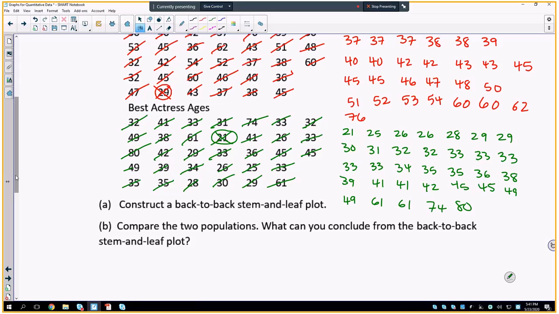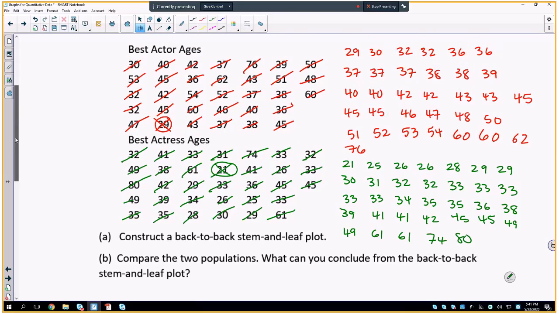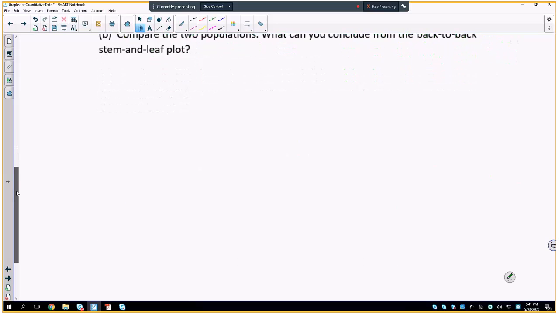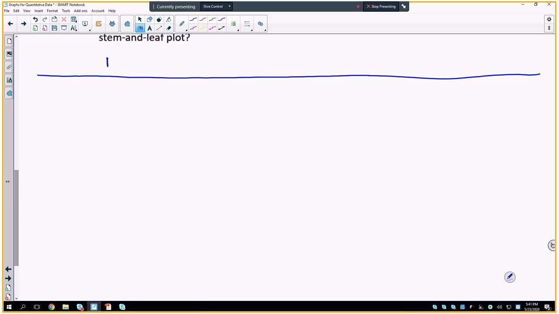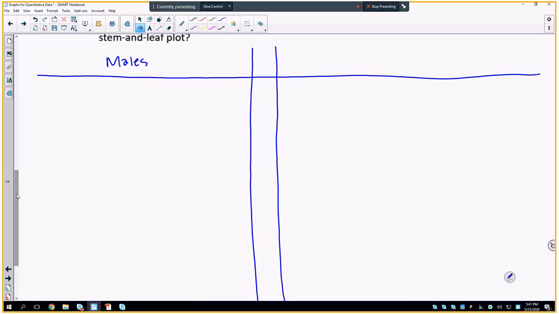So again, I want to check if I have 33 of these. 1, 2, 3, 4, 5, 6, 7, 14, 21, 28, 29, 30, 31, 32, 33. Good. So now I have everything in order. I'm ready to construct what's called a back-to-back stem and leaf plot. So what I'm going to do is have a stem and leaf plot for the age of the females and a stem and leaf plot for the age of the males. And I'm just going to put them together so that they're back to back. So the stems are still going to be here in the center, but the leaves are going to go out on each side.